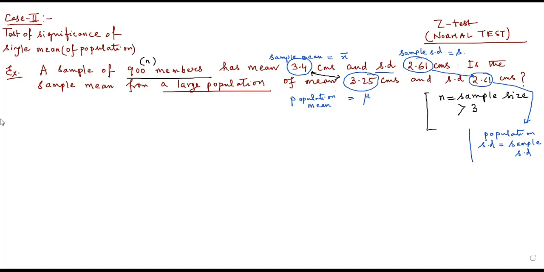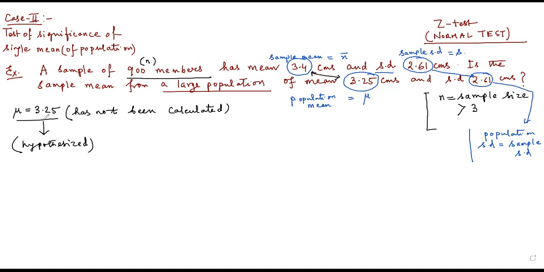Now, you have to identify another thing: this population mean mu, which has the value 3.25, has not been calculated. So how can we get such values? We can hypothesize this value. We can assume this value. So it is a hypothesized value. It is our guess. And this population standard deviation 2.61 is also our guess. So another guess that has been made here is about the population standard deviation, which is 2.61. So these are all guesses.